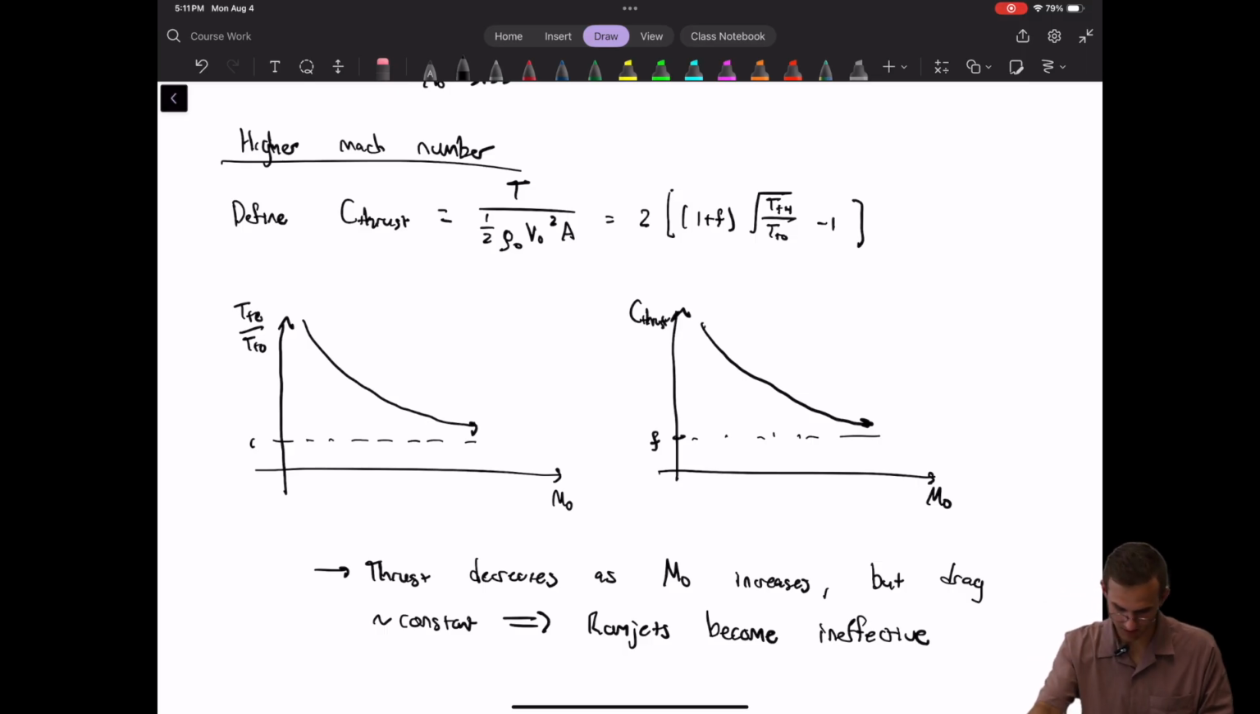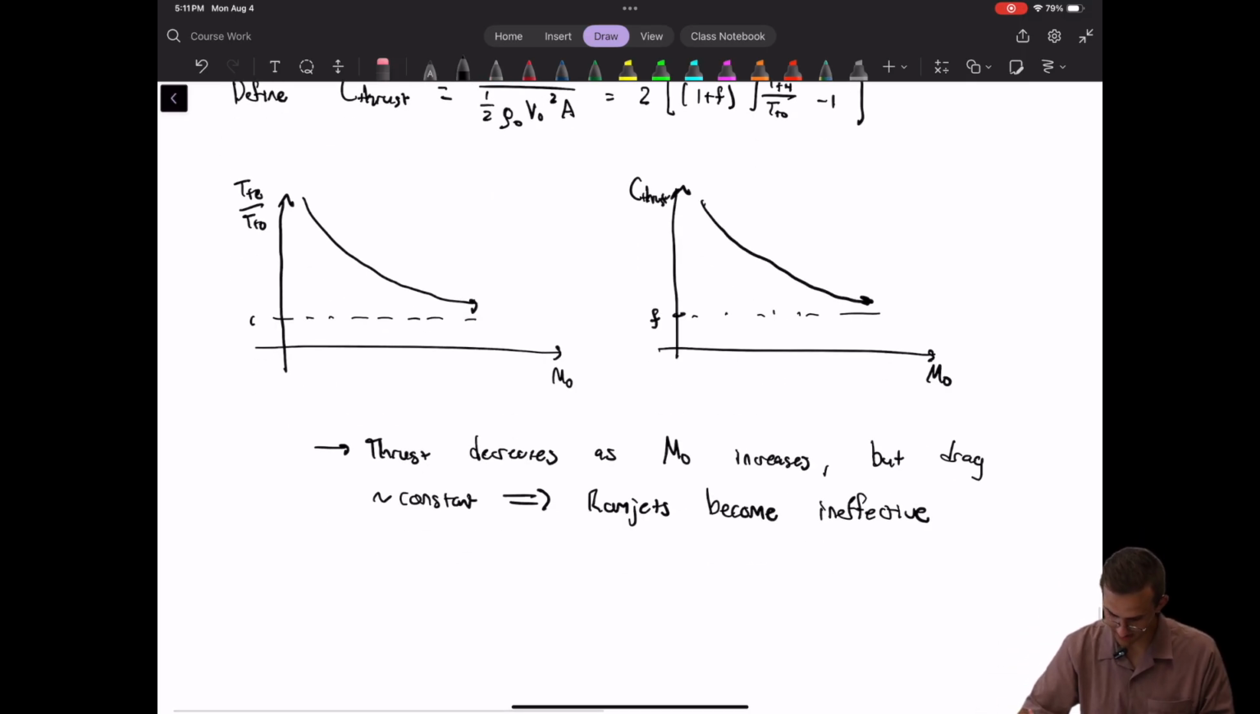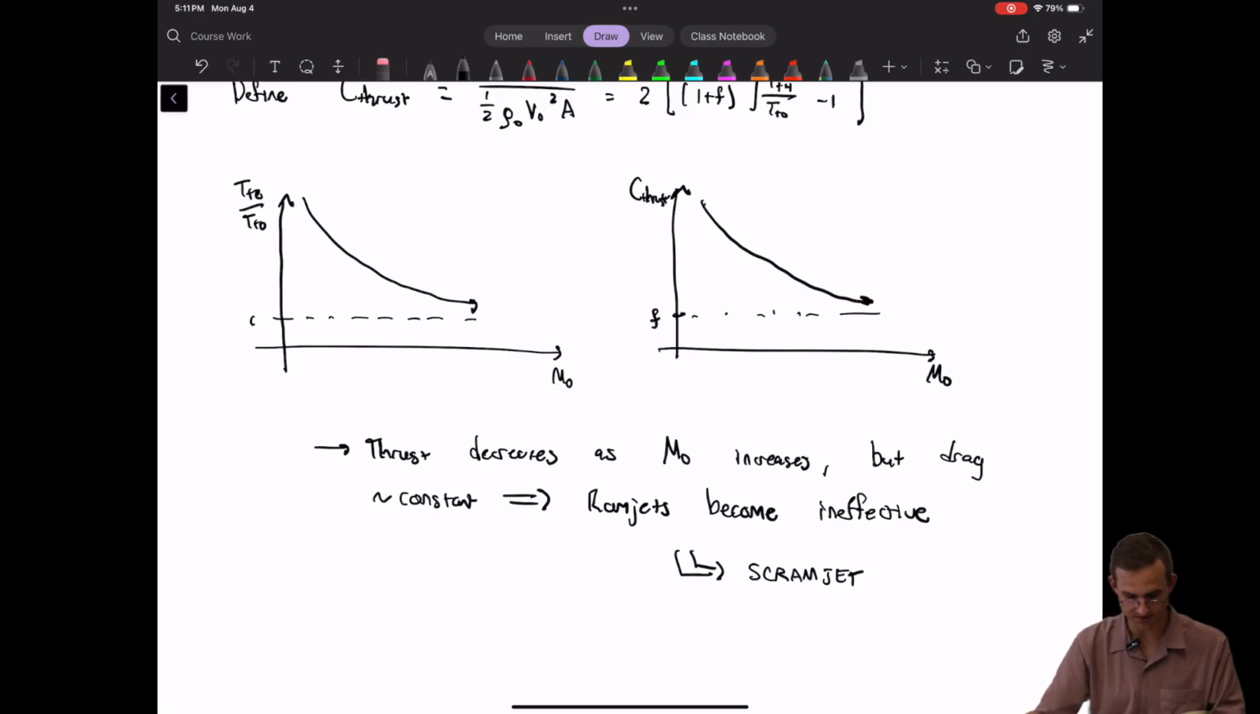But oh yeah, one last note. Ramjets become ineffective, and then the way forward in the hypersonic realm is a scramjet. Okay, and we'll discuss those a little bit later.